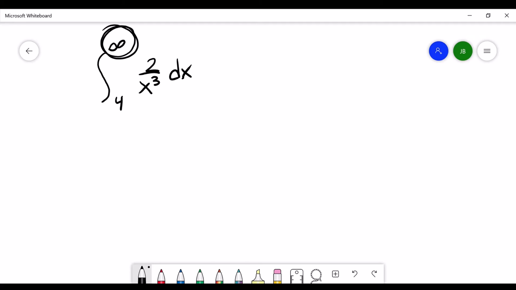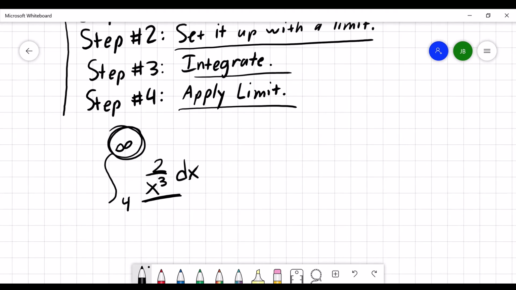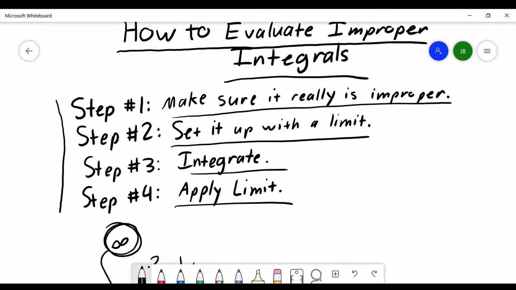If 0 was between infinity and 4 here, we couldn't do this properly because then this bottom part would equal 0, and we can't divide by 0. I'll explain that in the next video when I do more examples. But anyway, what's our first instruction for this? Make sure it's improper. We did that. There's an infinity. Step 2, set it up with a limit.